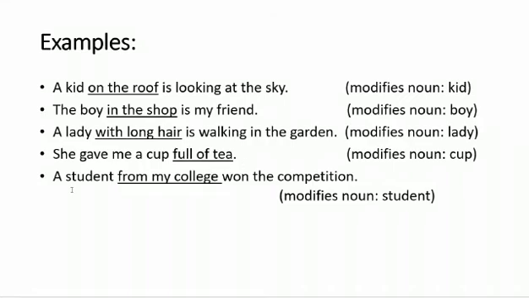Now look at the last example. A student from my college won the competition. If you look at the underlined part of a sentence, it is an adjective phrase. It describes the noun a student.